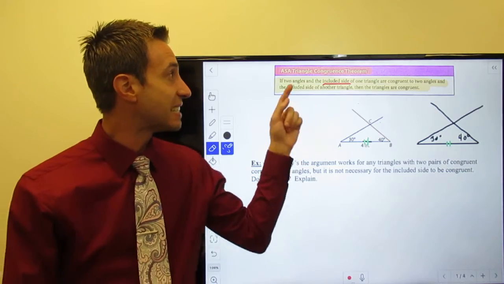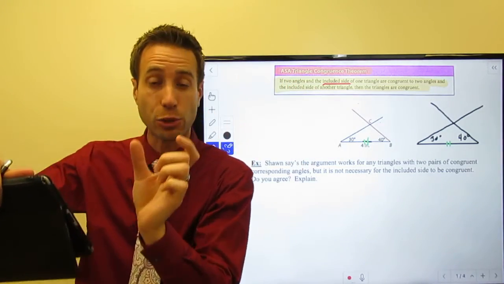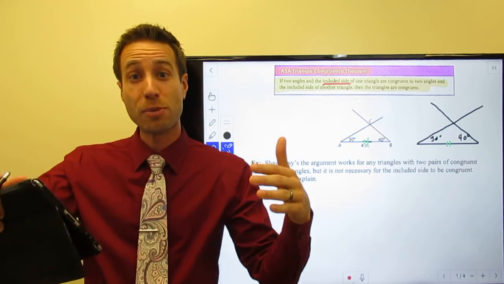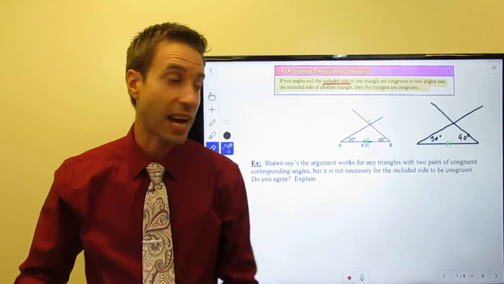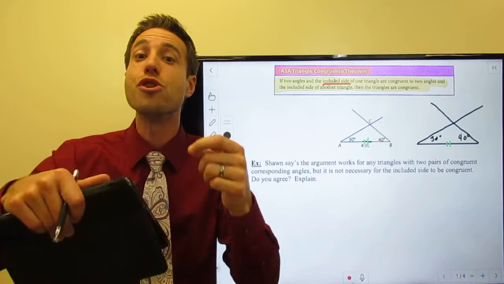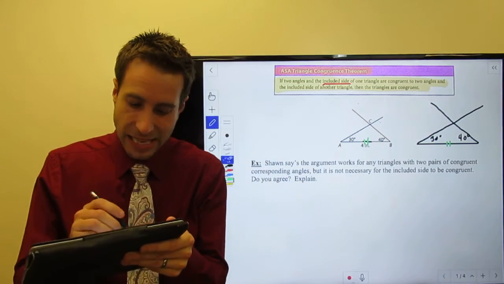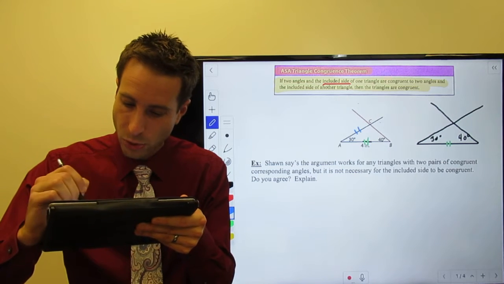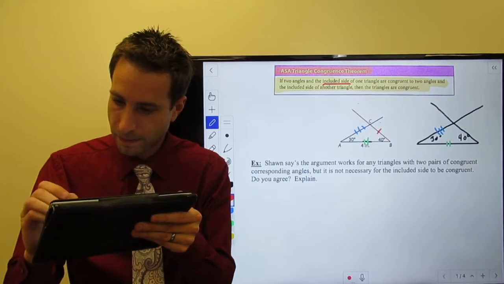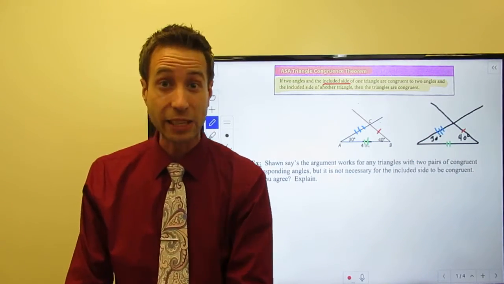So that's why it's angle, side, angle. It's got to be two angles and the included side. That included side, depending on its length, will determine the length of the other two sides. As long as that included side is congruent, you know the other two corresponding pairs of sides have to be congruent as well. They have to be, because their length is determined by that included side.